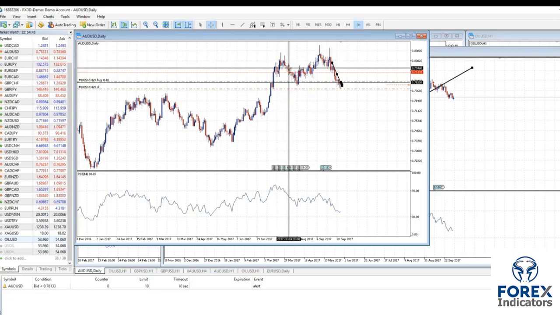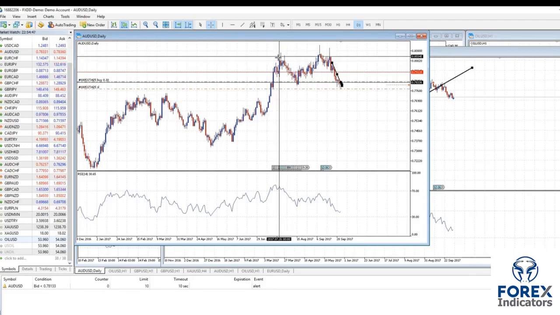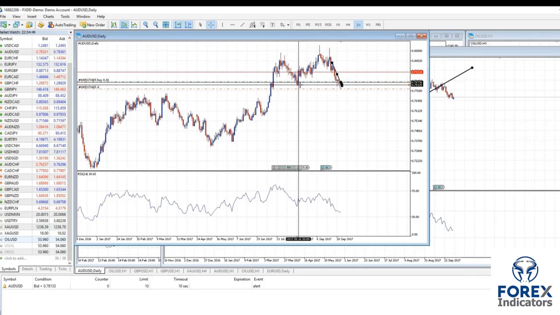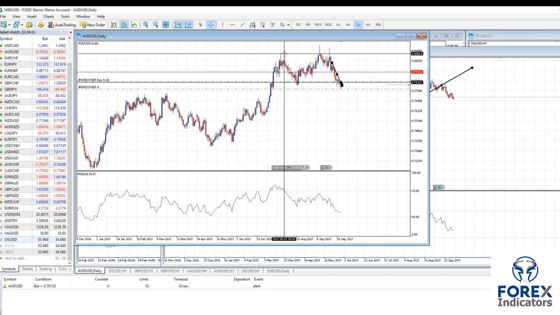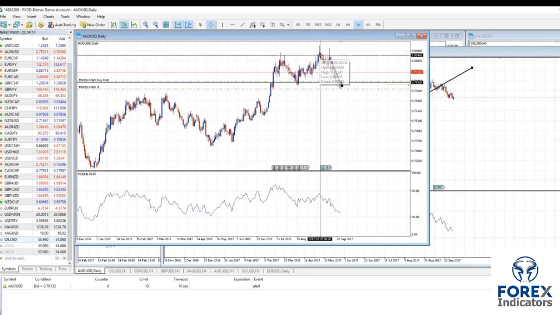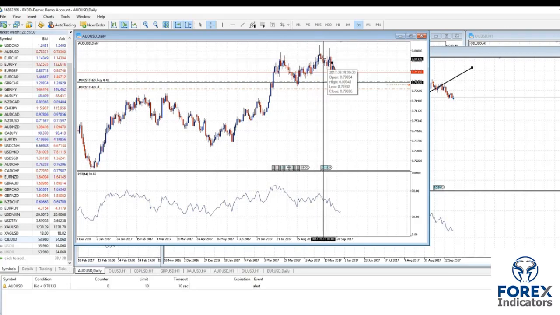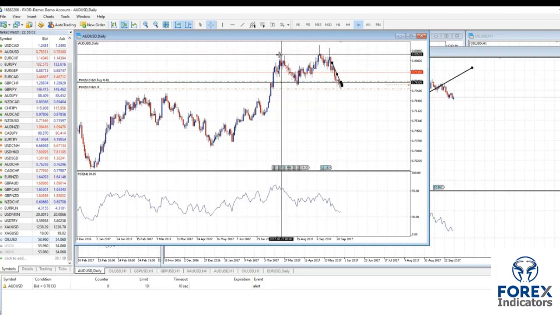Okay, so now thinking that this is a good level of rejection, if we are able to come back and test these levels again, this might be a good opportunity to go short, and it was a good opportunity to go short. Okay, it's just it all depends on where you put your stop loss. And this is with swing trading, day trading, guys.